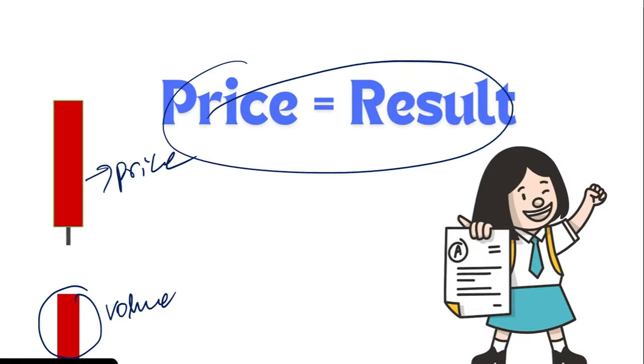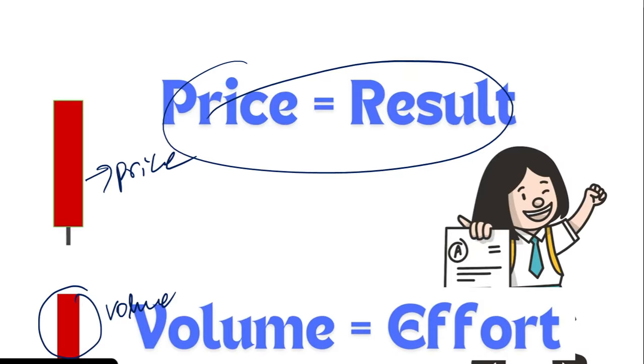When more people buy a stock, what does it mean? When more people buy a stock, price momentum, that is spread, increases. When more people sell, price movement decreases. What does it mean? Price movement is result, and volume is nothing but effort.